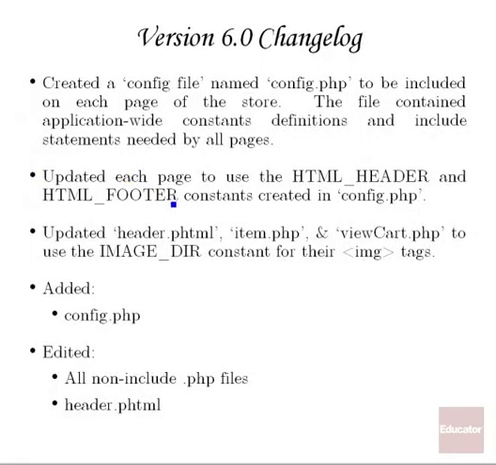So this slide just shows all of the changes that we had talked about. We created a config file, config.php, that contains a bunch of application-wide constants that we can use in all of our different files. We've updated all of our files to use the HTML header and HTML footer constant, so if we need to change the header or footer file, we can do it in one location. And we've updated all of our image tags to use the image.dir constant to find where the images are located.